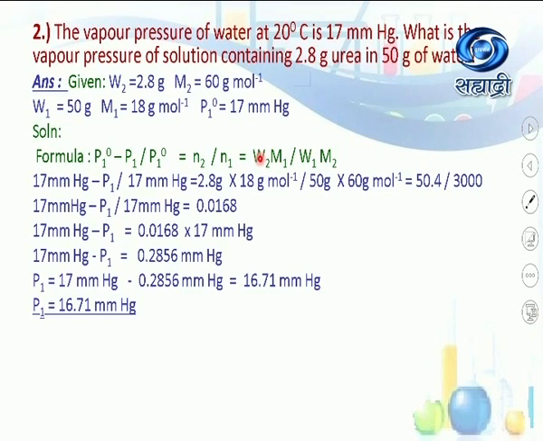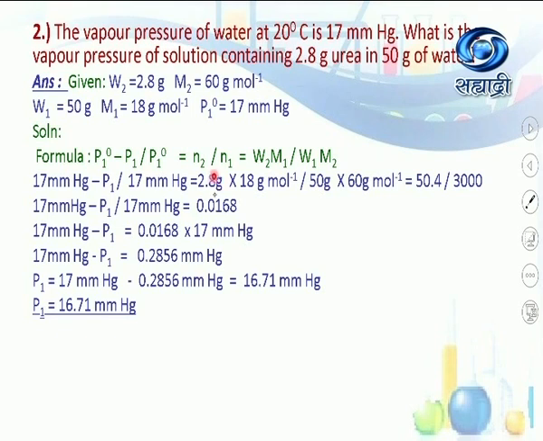So let us substitute all the values. P1 naught is 17 mmHg. So 17 mmHg minus P1, we have to find P1. Why? What do we have to find here? What is the vapor pressure of the solution? P1 is the vapor pressure of the solution. So you have to find P1. P1 naught minus P1 upon P1 naught. P1 naught is 17 mmHg. P1 you have to find, so minus P1 as it is. P1 naught again 17 mmHg.